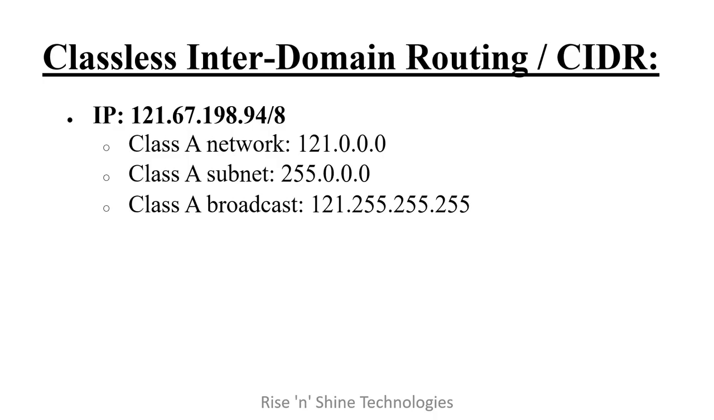If we know the IP address, then we can get how many IP addresses we have in that network, what the network ID is and what the device ID is. We can easily get it. Now, if you observe this IP address, the network ID is 121 and 67.198.94 is the device ID. To that device in this network, the request will be routed.